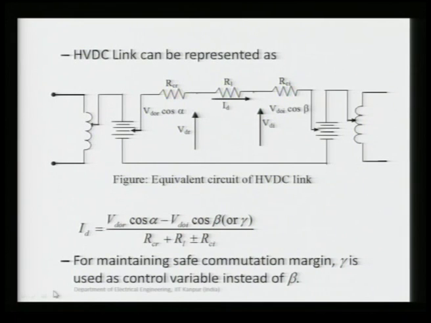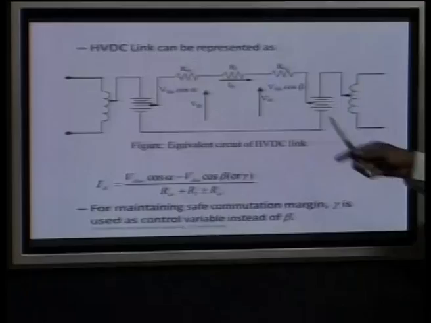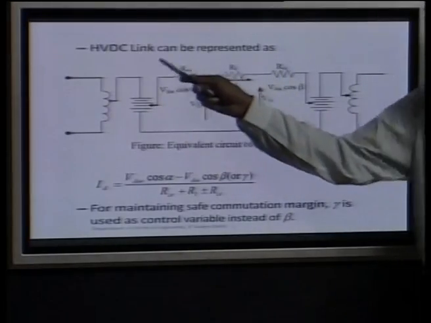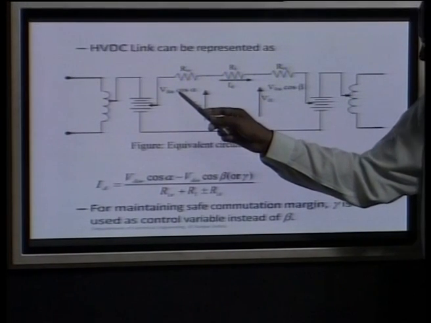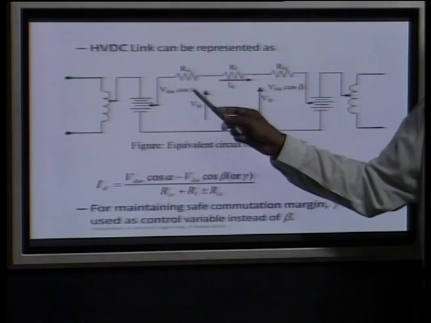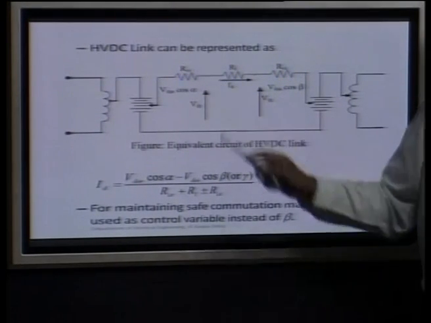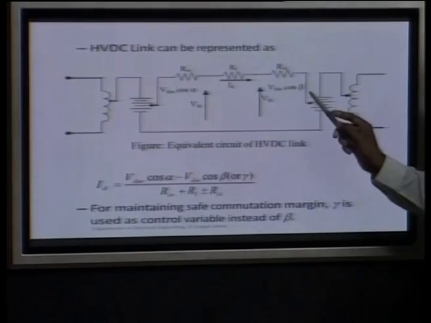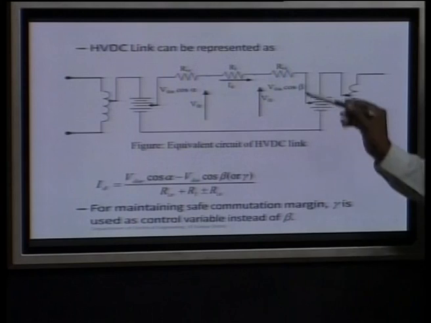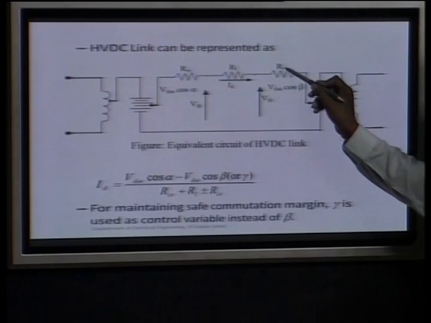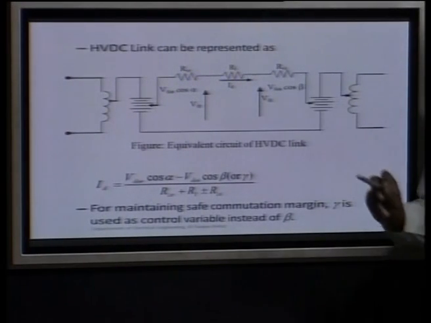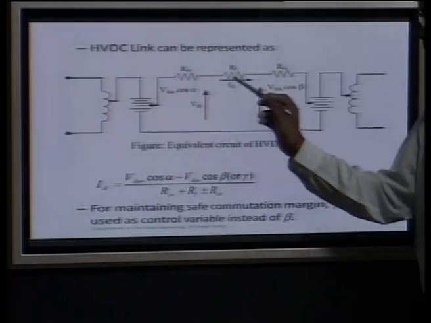Now come back to our equivalent converter circuit along with the line. If you see here, I already derived, this is your rectifier, that is VDOR cos alpha, and it has the commutation resistance RCR, where R denotes your rectifier, and this side I denotes your inverter, and this is your VDOI cos beta, RCI, and this is your resistance of the line, that is RL. Here this ID is flowing.